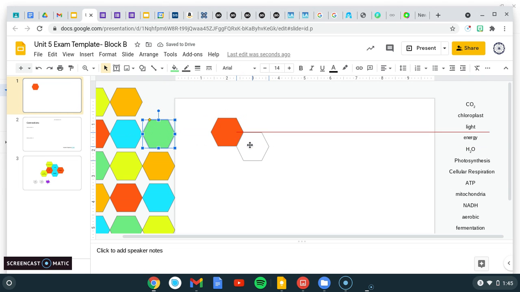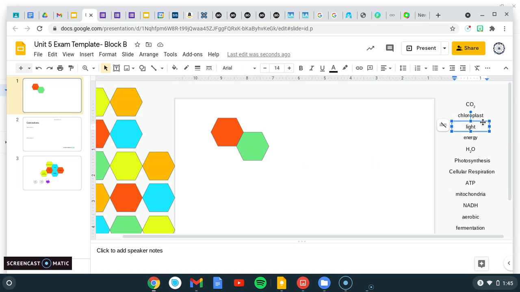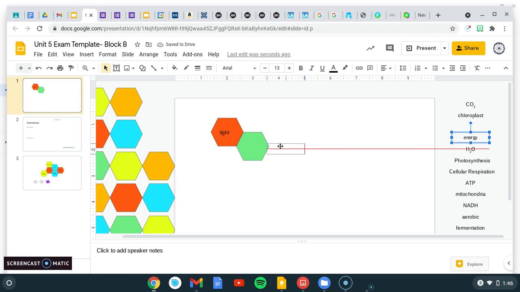And then I'm going to drag terms onto the hexagons that I feel like are connected. So let's say I bring light over here. Oops. Here's light. And I think that light is somehow related to energy. Then I'm going to put energy on this one.